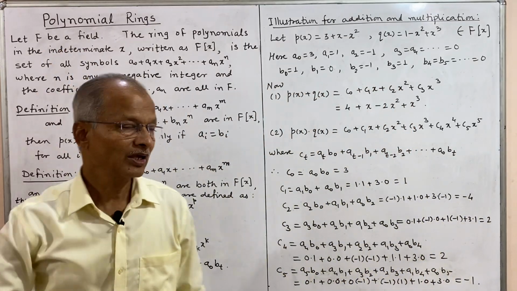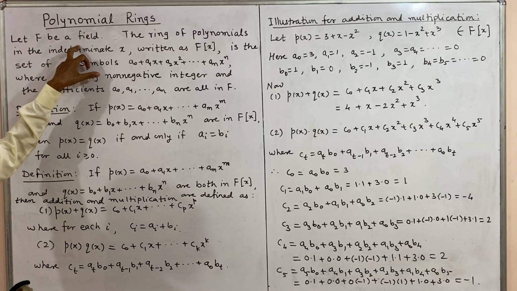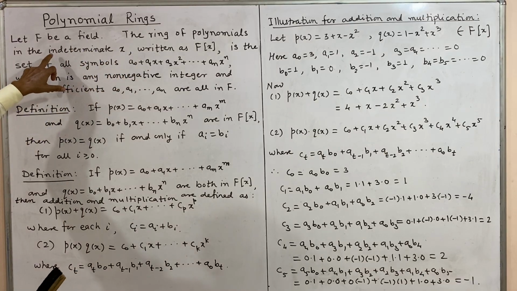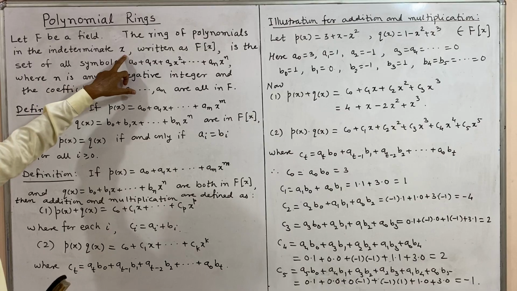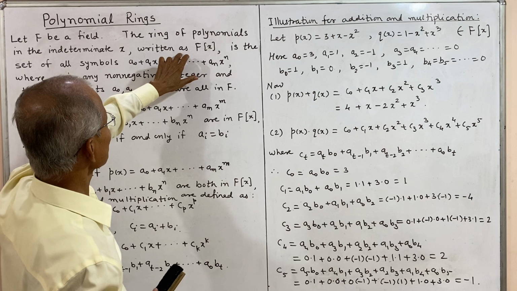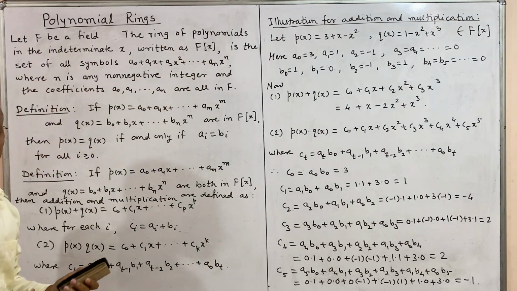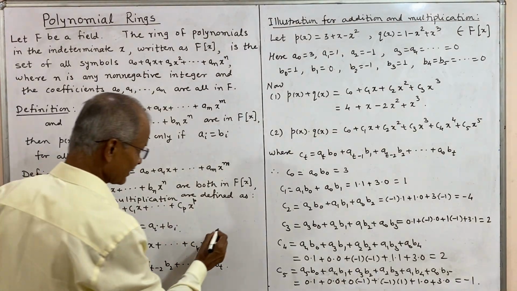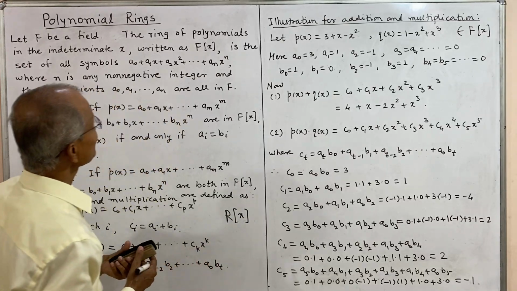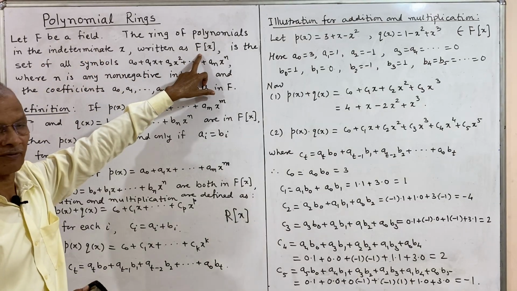Now let F be a field, and it may be of real numbers or rational numbers, etc. The ring of polynomials in the indeterminate x. X is a variable here which is indeterminate, and we write this as F of x. Ring of polynomials. Here a field is considered. Sometimes any ring may be considered, and in that case it is denoted by R of x. But here we have considered F as a field, and therefore we will denote it as F of x.